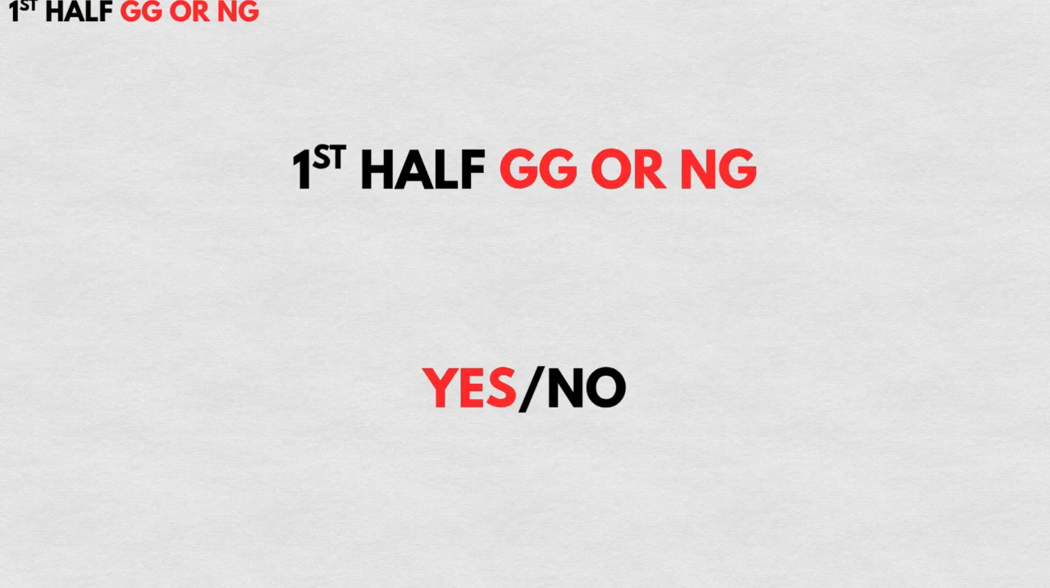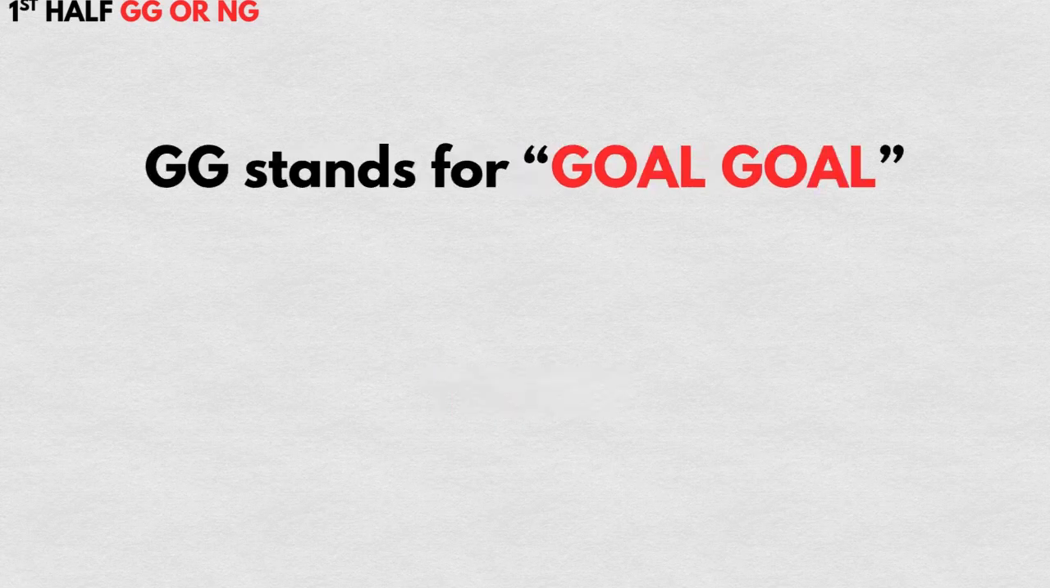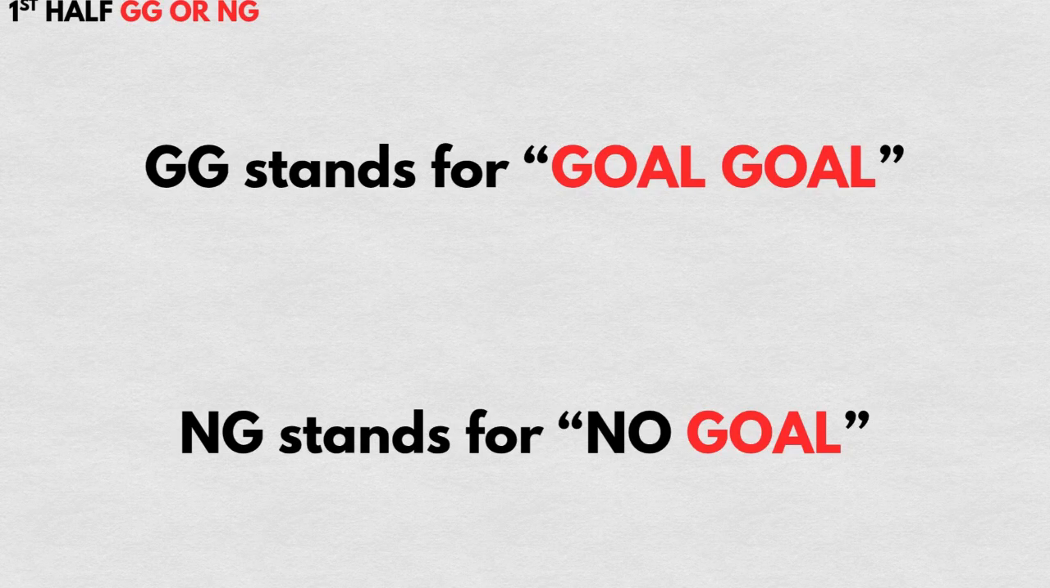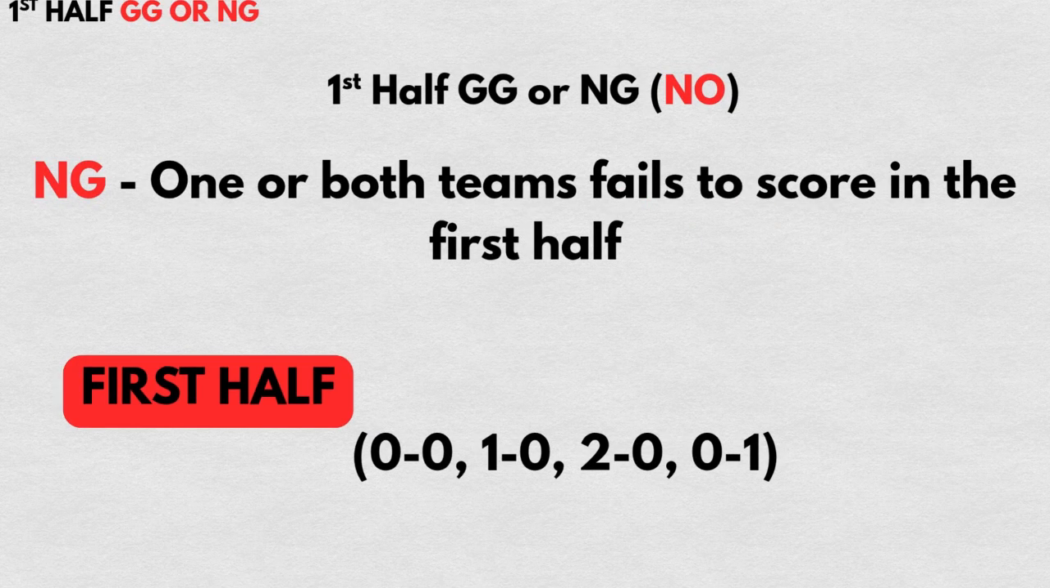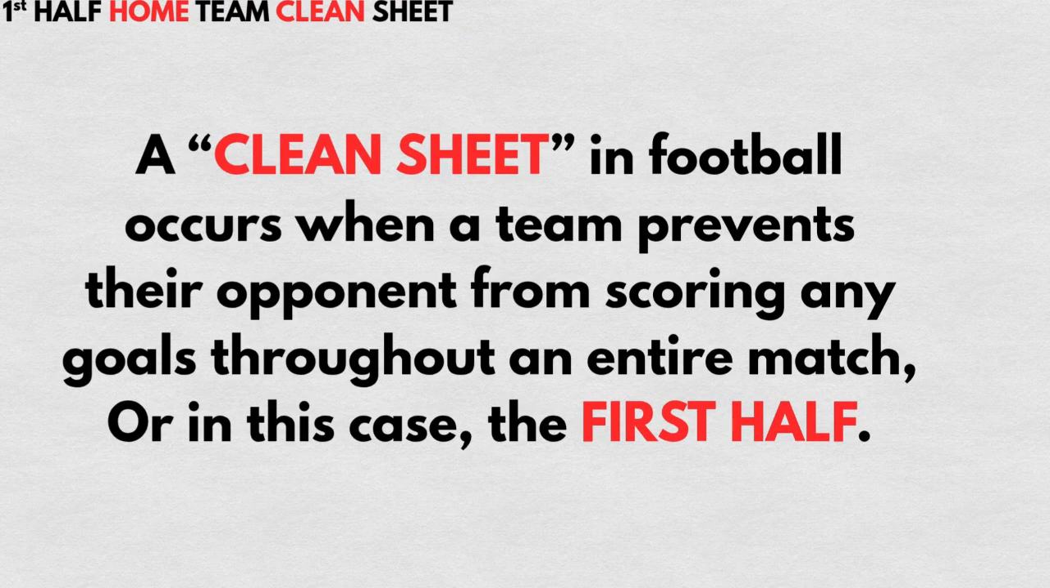First half GG or NG, yes or no. First thing you should understand is GG stands for go goal and NG stands for no goal. Now, go goal also means both teams to score, and no goal means at least one team fails to score.